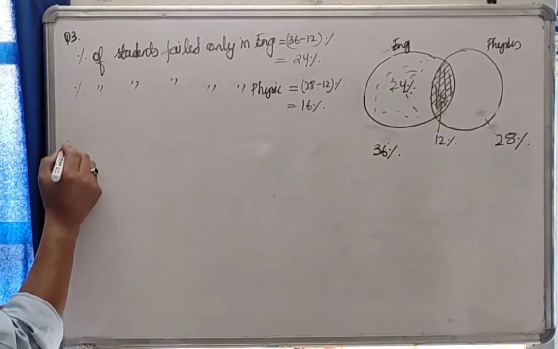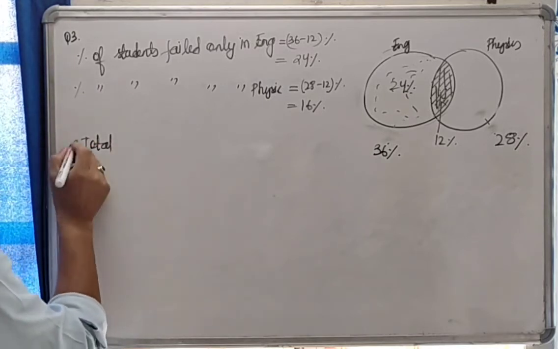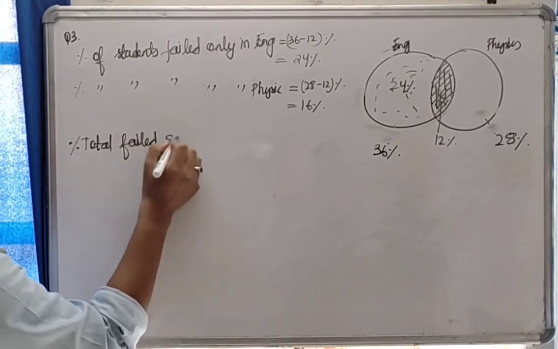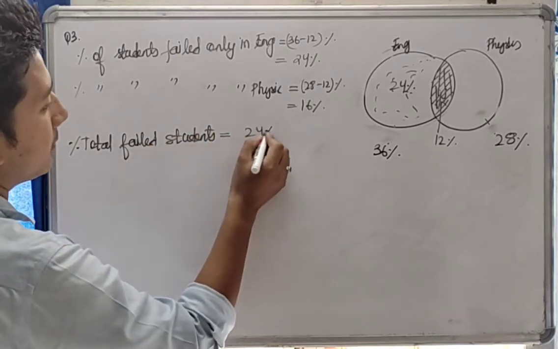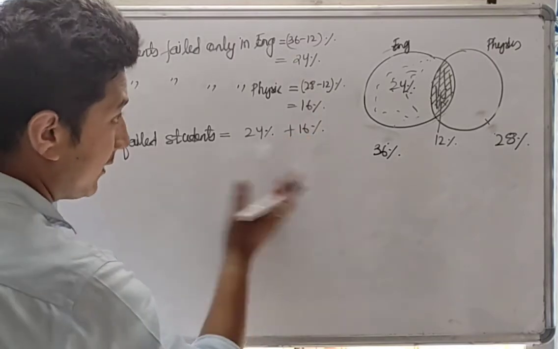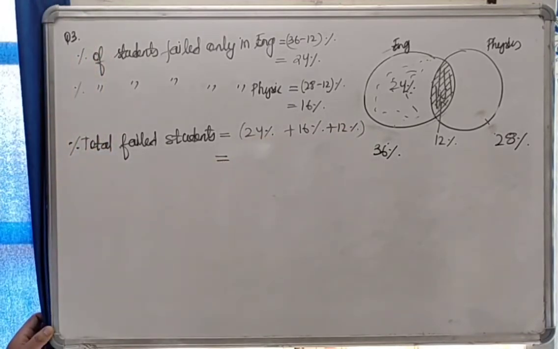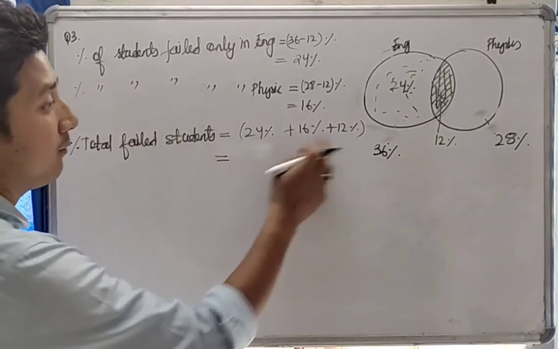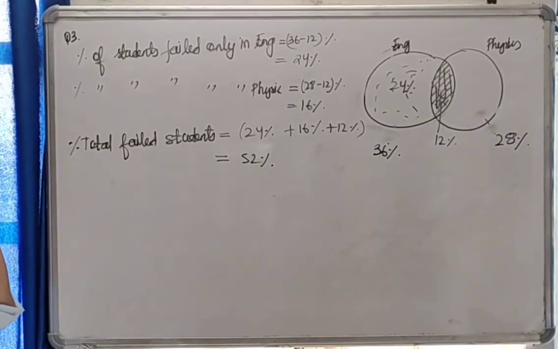So therefore, if I find the total percentage of failed students, it will be 24% who failed only in English, 16% who failed only in physics, and 12% who failed in both. So this gives me the total percent of students who failed. 24 plus 16 is 40, 40 plus 12 is 52. So 52% is the percentage of students who have failed the exam.